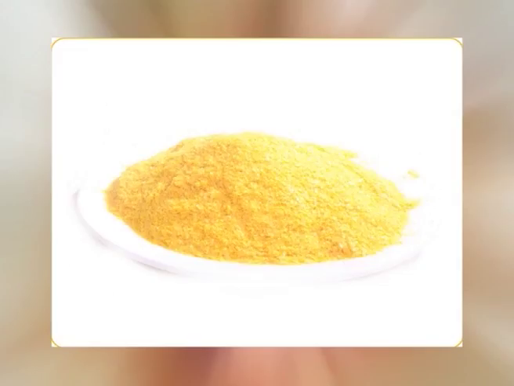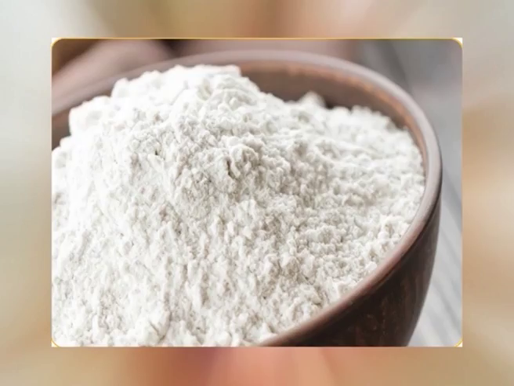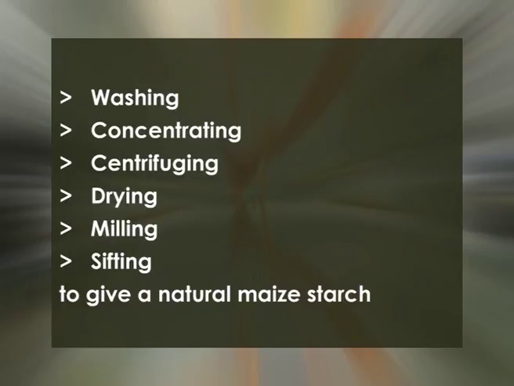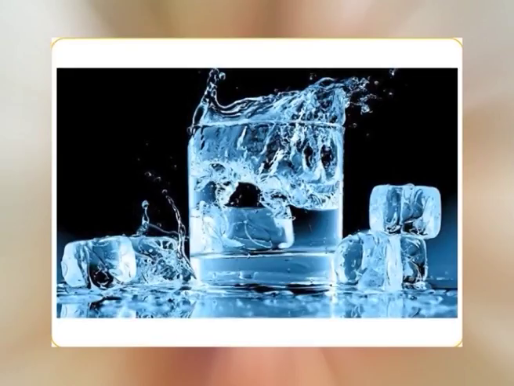Many times corn flour is used in combination with wheat flour. Corn flour is a white, free-flowing powder produced by wet milling of maize, followed by washing, concentrating, centrifuging, drying, milling and sifting to give a natural maize starch. It has a short gel texture, relatively high viscosity, and is easily dispersible in cold water. The protein in corn flour does not form gluten, thus it is used as an ingredient to produce a more tender biscuit with reduced gluten development.